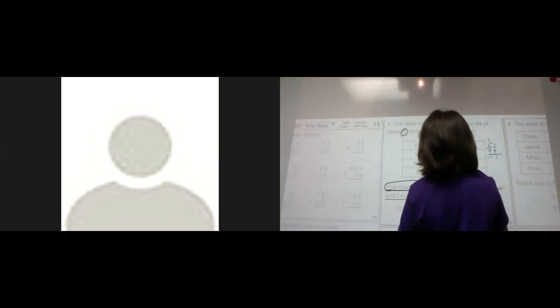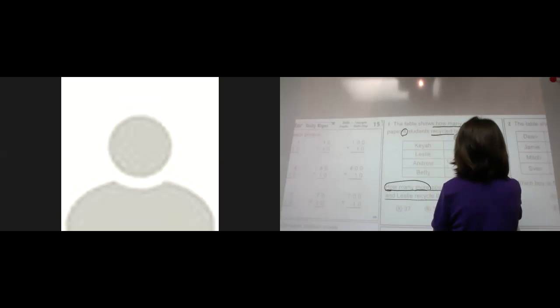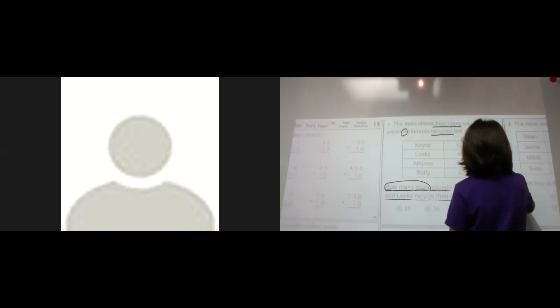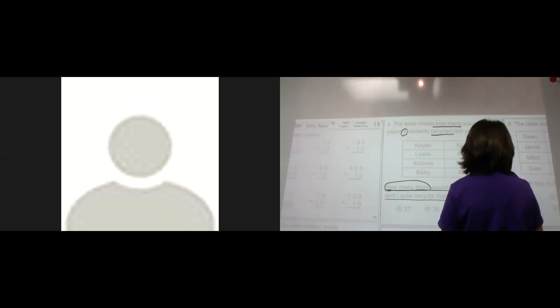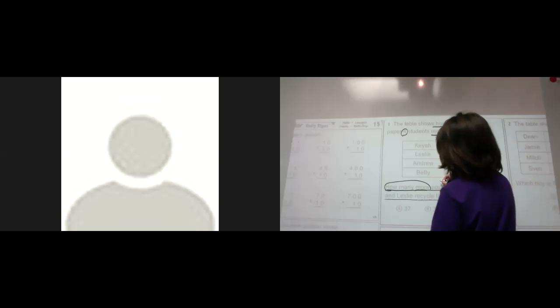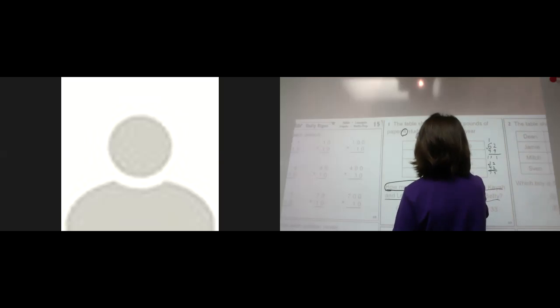So first she adds up Kia and Leslie to see how much paper they recycled. And then we need to look at Andrew and Betty. And make sure if you didn't do this yet that you're doing it on your paper, showing your work, not just circling the answer, okay? So make sure that you're working it out too. That way we can all check each other. Okay, so she added up Andrew and Betty.